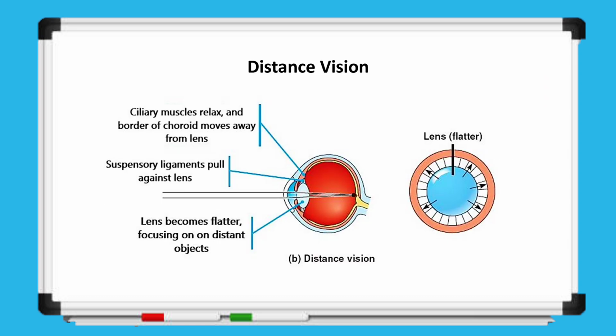Here you can see a diagram showing how the eye accommodates to focus on distant objects. In distance vision, the ciliary muscles relax, which causes the border of the choroid to move away from the lens. As a result, the suspensory ligaments are pulled tight, creating tension that flattens the lens. A thinner, flatter lens refracts light less strongly, allowing light rays from distant objects to focus precisely on the retina. This adjustment ensures clear vision of faraway objects without straining the eye. The labeled diagram highlights the flatter lens, relaxed ciliary muscles, suspensory ligaments, choroid, and retina, making it easier to visualize the changes involved in distance vision.